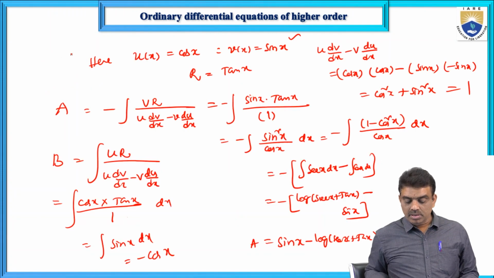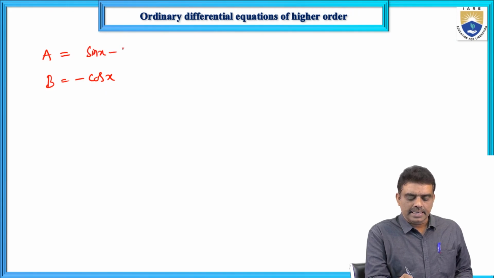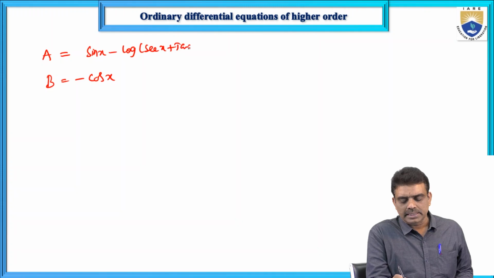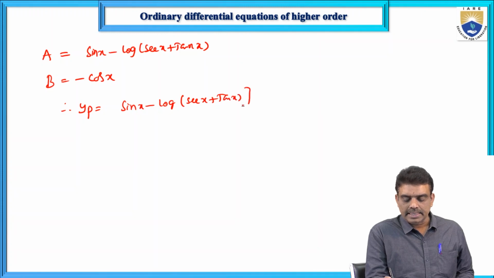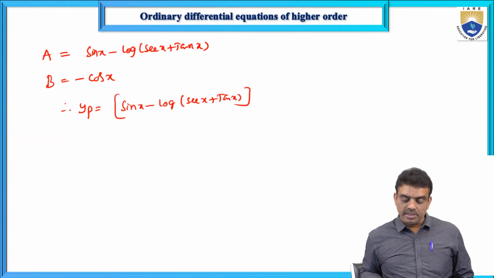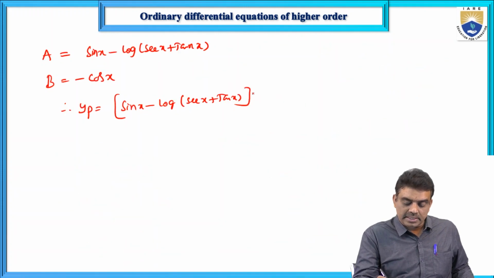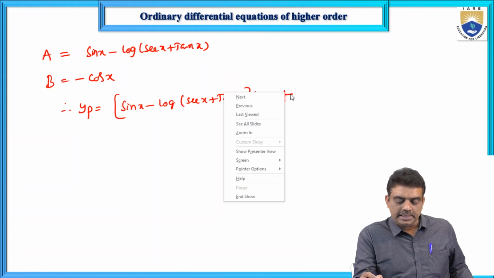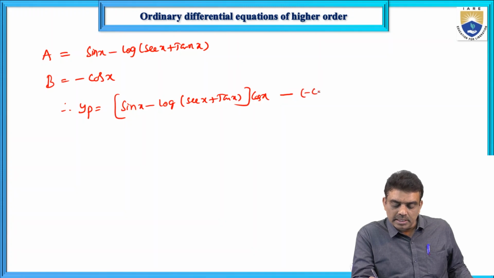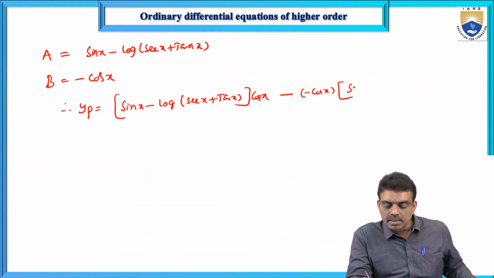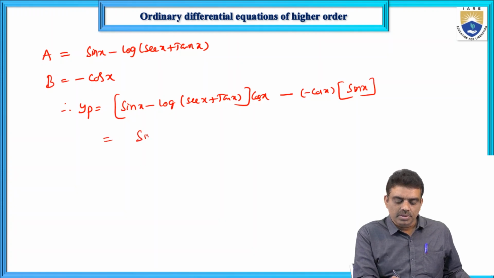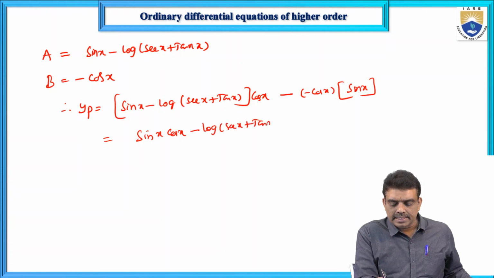And what is A value? A is equal to sin x minus log secant x plus tan x. Therefore YP is equal to A into U of x, that is sin x minus log secant x plus tan x, into V of x, A into U of x. What is U of x? U of x is cos x, plus B into, that is minus cos x into V of x. V of x is sin x. That is equal to sin x into cos x, log secant x plus tan x into cos x.